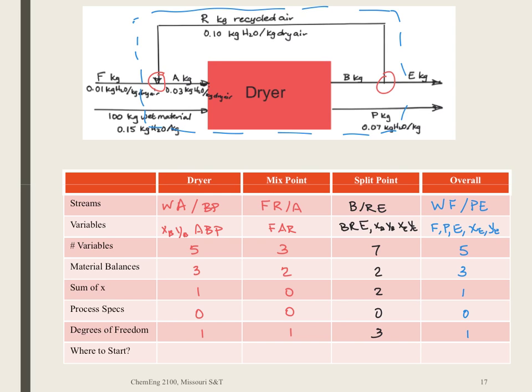But wait, okay, this is why I saved this. At a split point, the compositions are the same everywhere.